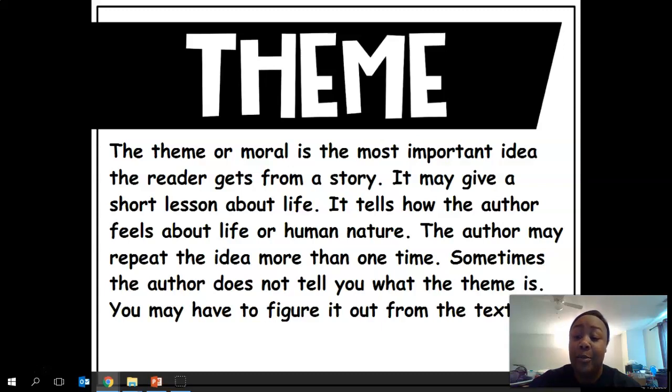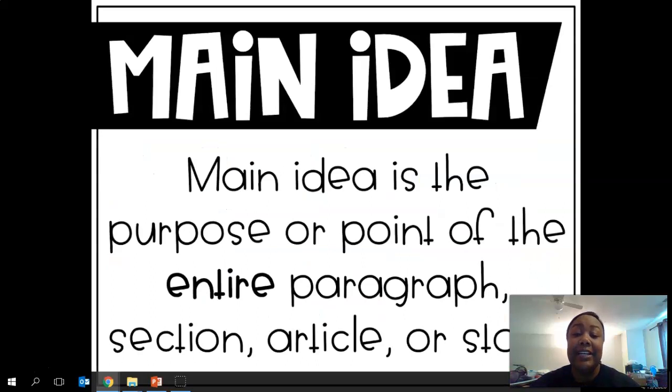All right, we're almost middle schoolers. And if you know from fifth grade, we don't tell you the theme. You have to figure it out by using evidence from the text. Look at your subject. What is being repeated? What does the author state over and over again to help us formulate an idea? Main idea. In this case, because we're fifth graders, we know main idea is the purpose or point of the entire paragraph, section, article, or story.